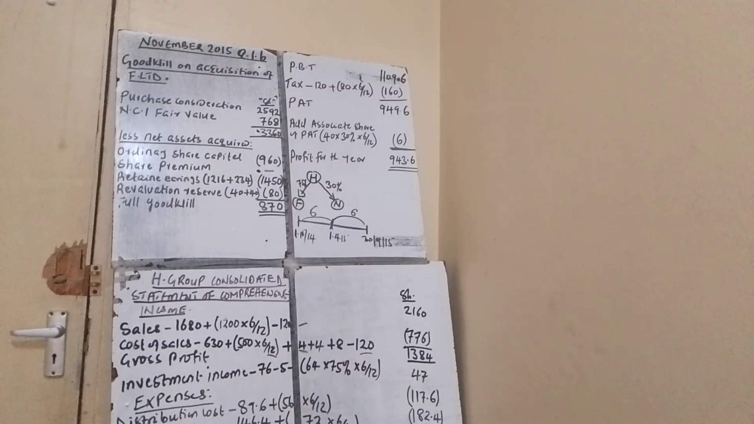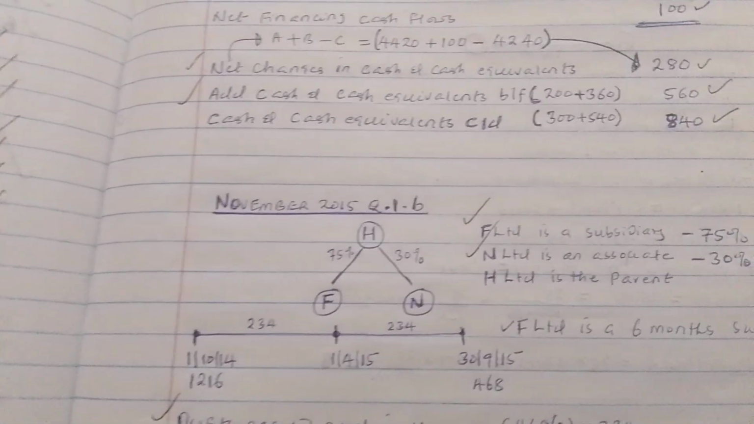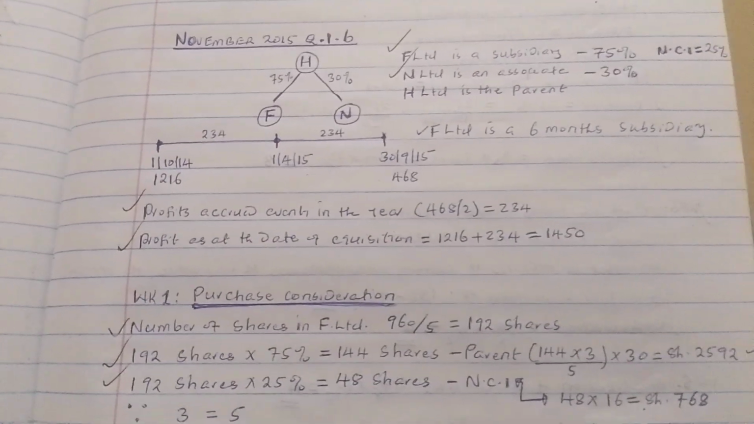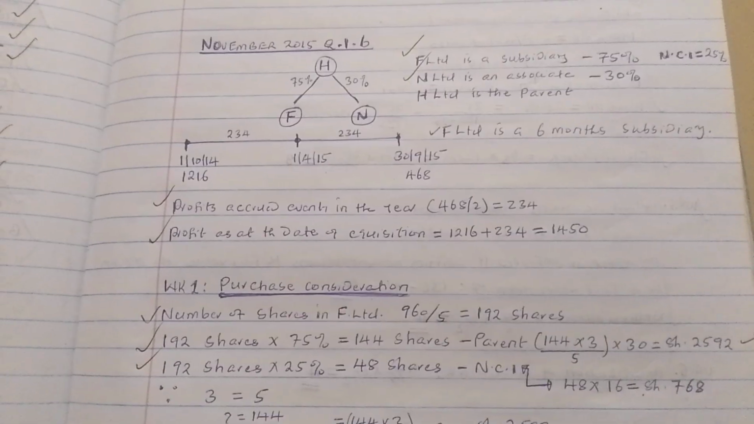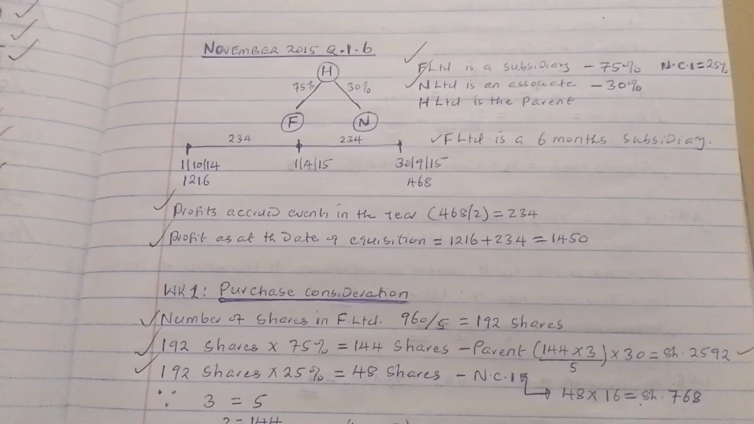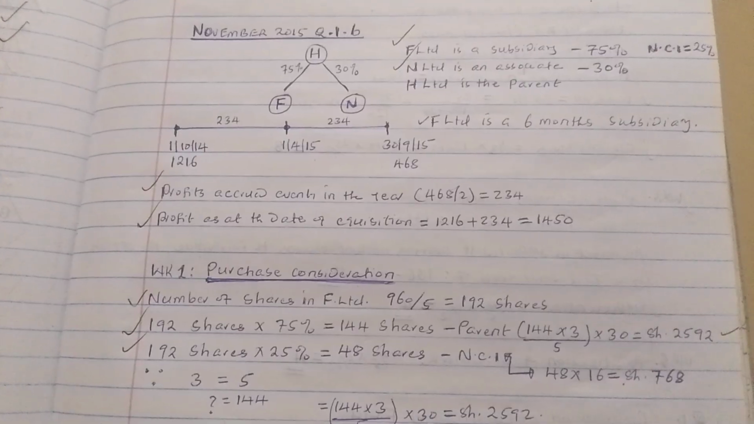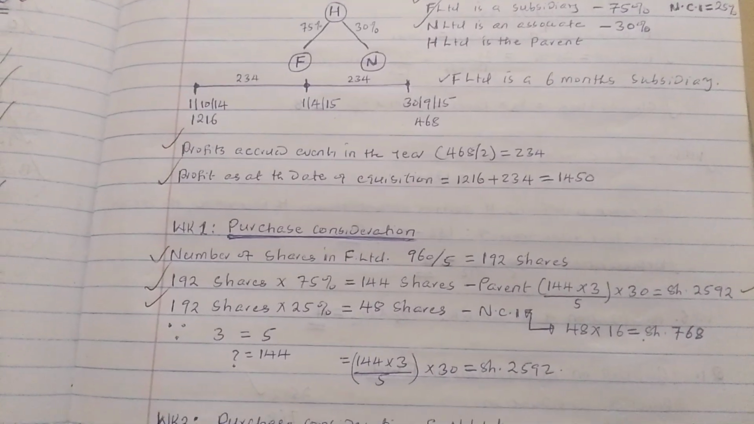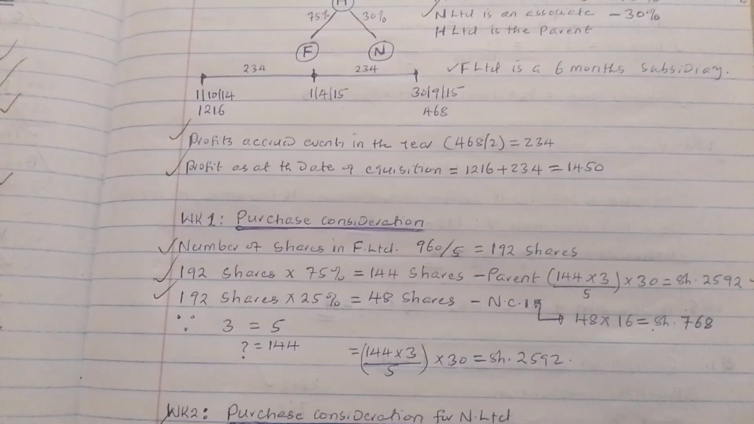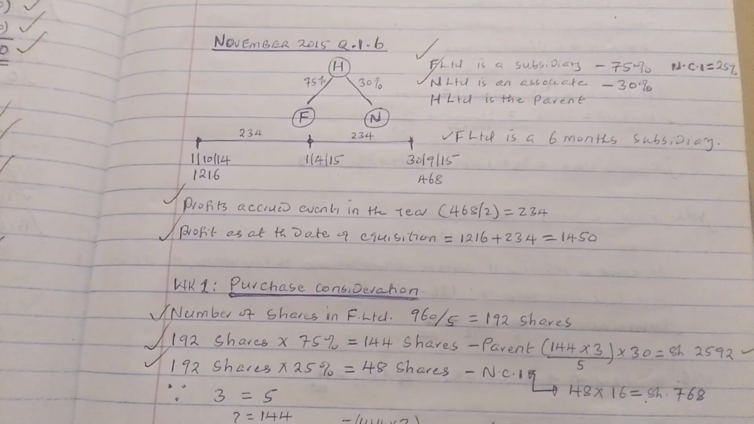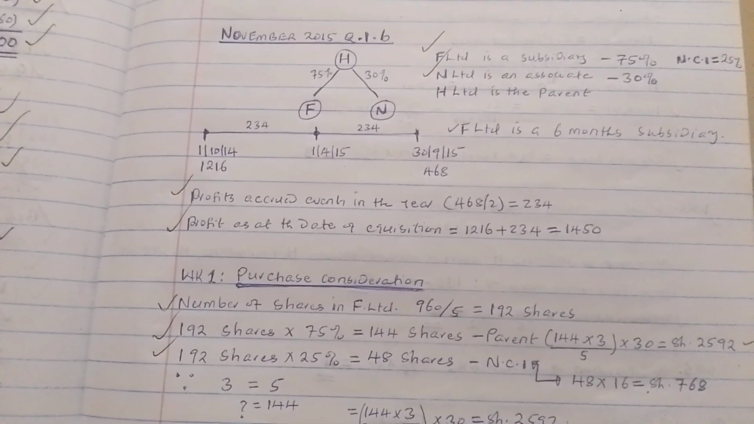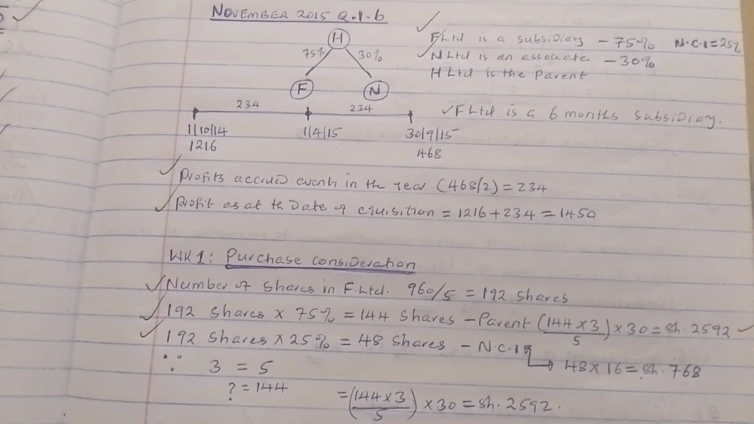Now you can just recapture your workings. If you can see very well from the board, you can just start by reviewing. You can review your workings if you did not see well. Starting from there, you see our group structure. H acquired 75% in F Limited and that percent in N Limited. And therefore, F Limited is a subsidiary, 75%, and the 25% goes to NCI. N Limited is an associate, that percent.